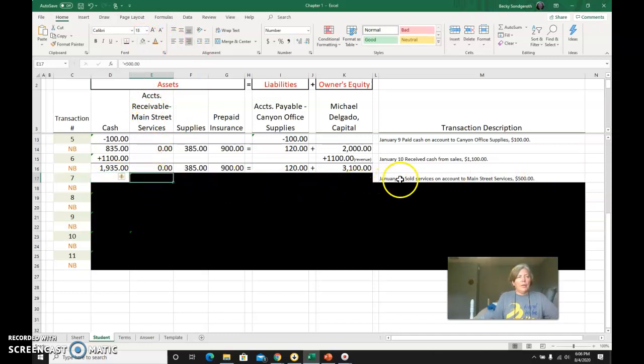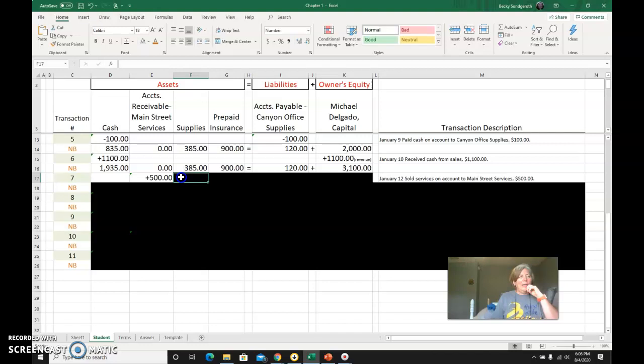Accounts receivable. Do I see where it says on account anywhere? Yes, it says I sold services on account to Main Street Services. So on account tells me it's accounts receivable. And is it going up or down? It's an asset. Is it going up or down? So I had no receivable from these people. Now I've sold them something. They owe me money. I'm going to receive more down the road. So it made it go up. So that is a plus 500.